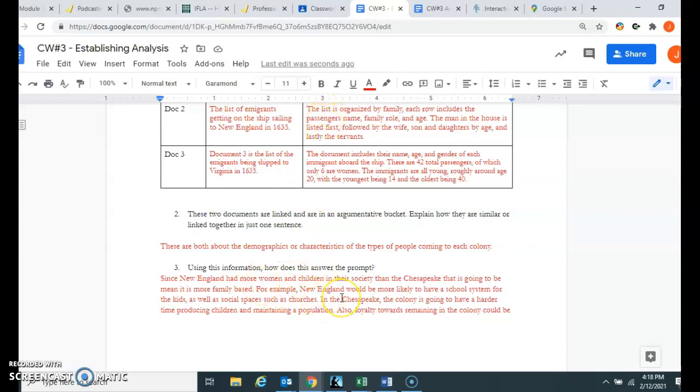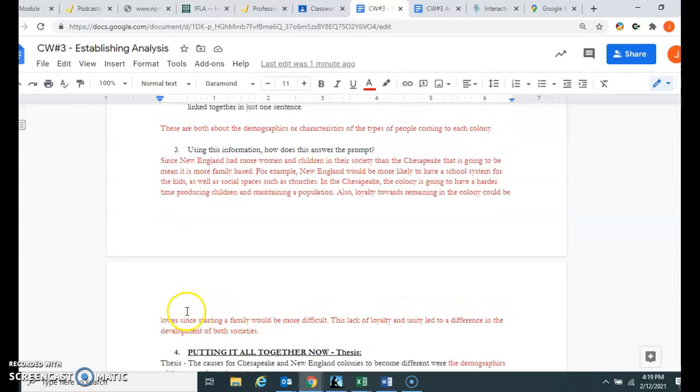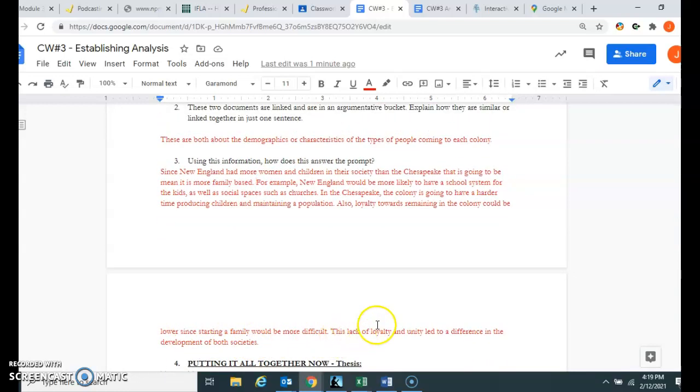And the Chesapeake colony is going to have a lot harder time producing children and maintaining a population. So if in Virginia they cannot maintain a population, what's going to happen? Well, they're probably going to eventually leave. So also loyalty towards remaining in the colony could be lower, since starting a family would be difficult. This lack of loyalty and unity led to a difference in development of both societies. All right, there we go. We've clearly explained how the New England colonies, being mainly families, would develop differently than the Chesapeake.